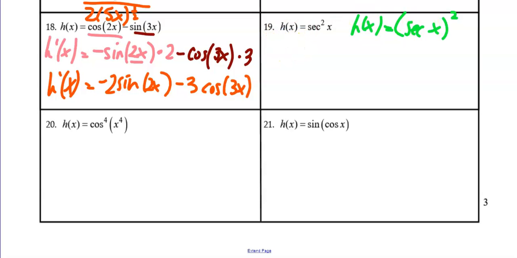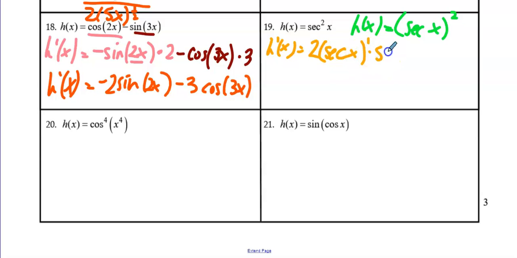So you're going to go ahead and find this derivative pretty well and say that h prime of x is equal to, move the 2 down, leave everything inside the parentheses alone, to the 1 less power, so 1, and then we're going to find the derivative of secant.